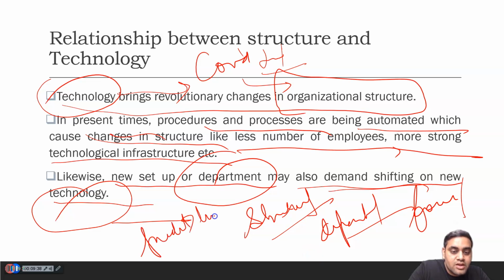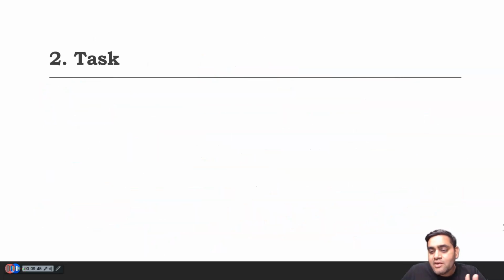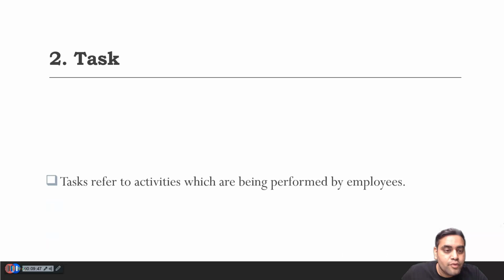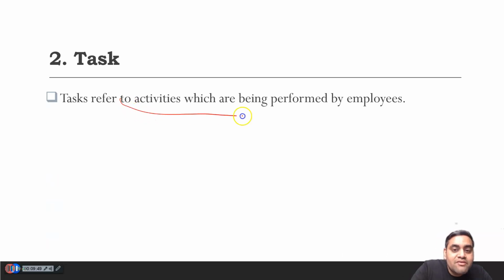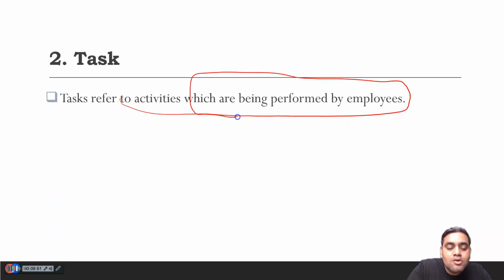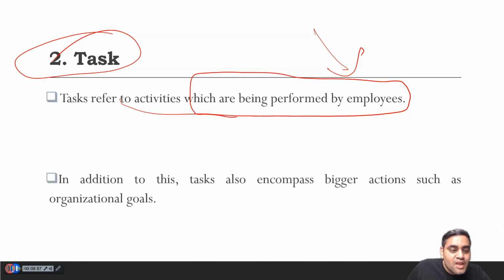That is also possible, right? So all these three components have a strong effect and relationship with structure. Let's move to the second component, and that is called the task component. Task refers to the activities which are being performed by the employees. So whatever task all the employees are performing, they are included in this model, right?